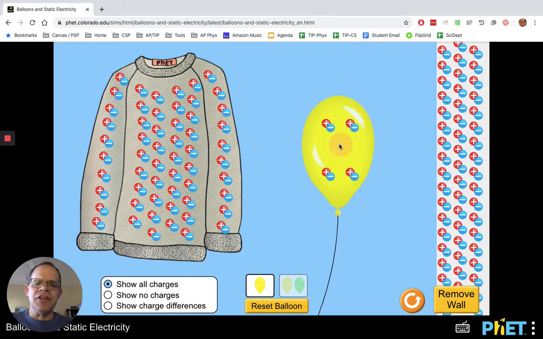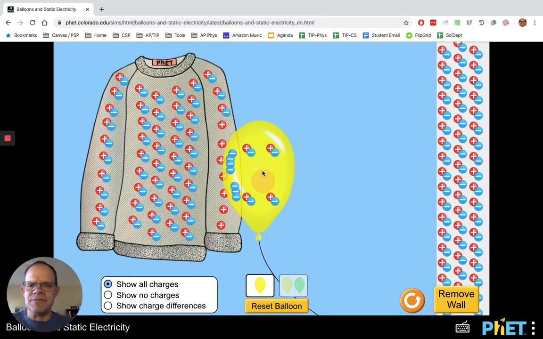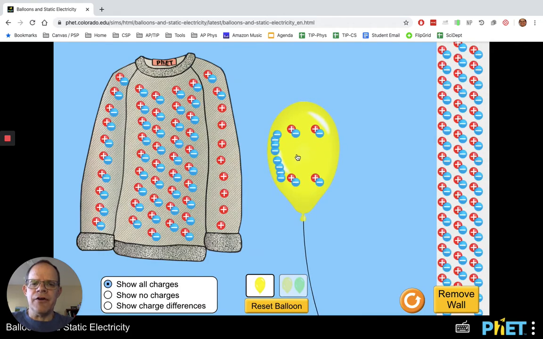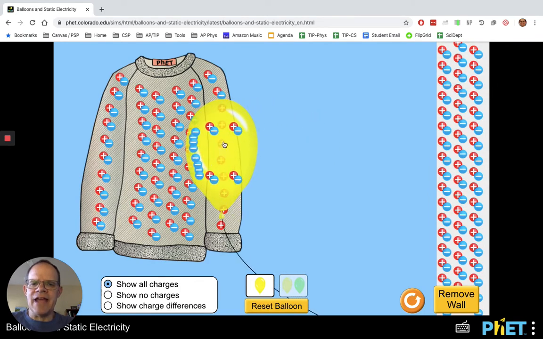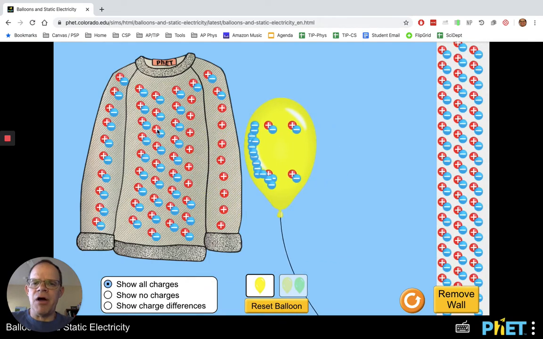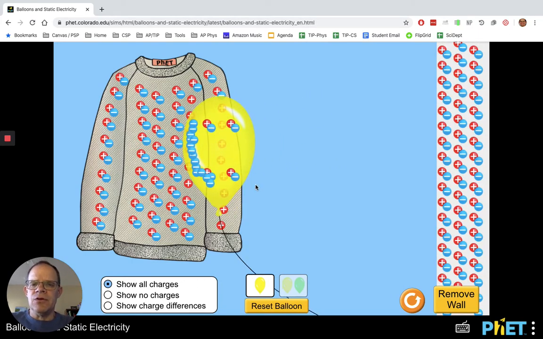Now, it turns out if you take a rubber balloon and you rub it on a sweater, or maybe your hair if you have some, you can steal some of the electrons from the sweater. And so now the balloon has an excess of negative charges, and the sweater has an excess of positive charges, and there's a force between them. So the balloon is actually attracted to the sweater. We call this an electrostatic force because these electrons themselves are not moving relative to each other.